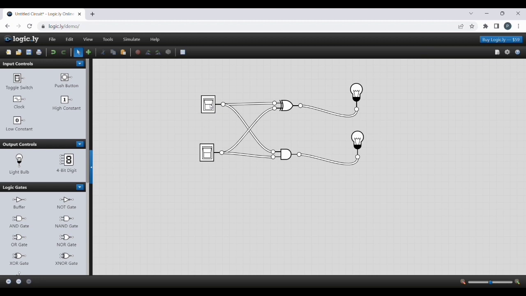Simulation of half adder. From the truth table, when A is 0, B is 0, the carry will be 0, the sum will be 0. When A is 0, B is 1, the carry will be 0, the sum will be 1. When A is 1, B is 0, the carry will be 0, sum will be 1. When A is 1 and B is 1, the carry will be 1 and the sum will be 0.